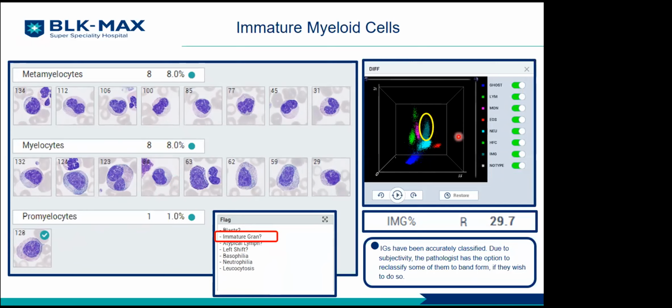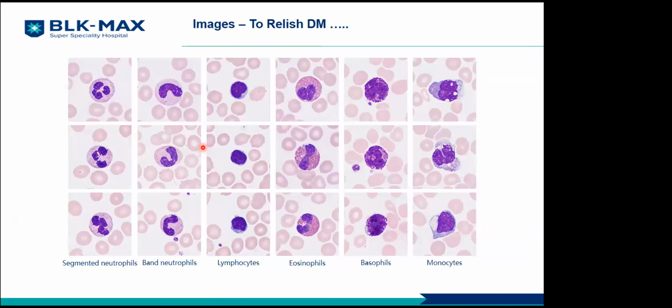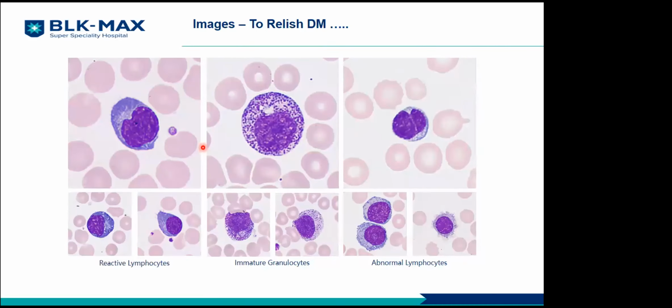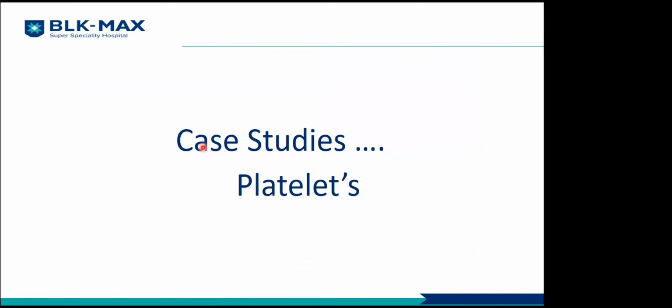So what we are able to do with the digital morphology platform is to actually get information which is useful for all of us. Just a few images of the abnormal lymphoid cells, some blasts, the lymphocytes, the granulocytes, whether the lymphocytes are there, whether eosinophils, etc. They're all having different morphology. And this is something which we are able to appreciate from the hematology digital morphology analyzer. Now, let me go to the platelets.